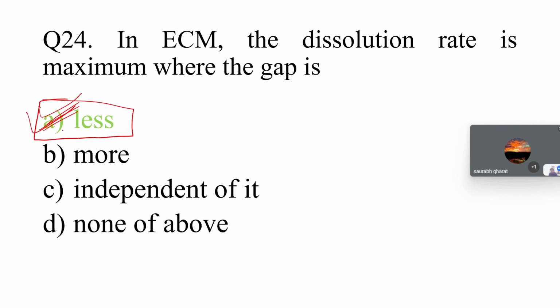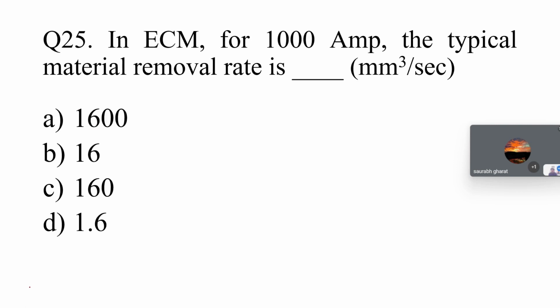Okay, the gap must be less to get more ECM dissolution rate and to get more MRR. So again we are going for ECM only. Typical material removal rate, we have to go through the slides. This is a small part to focus on, to get an idea about what typical rate it might follow. That's why I added this question here.